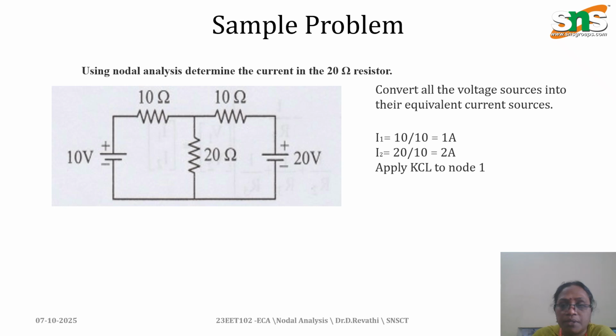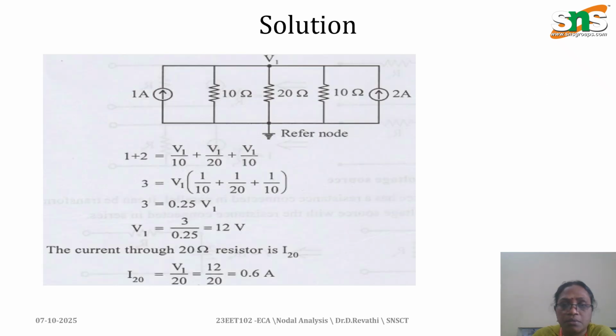Make this into the circuit: 1 amp is the current source. The same value of resistance you have to draw in parallel with this source. This is the procedure: you have to convert the voltage source into a current source. Just keep in mind, for a voltage source the resistance will be in series, but for a current source the internal resistance will be in parallel.